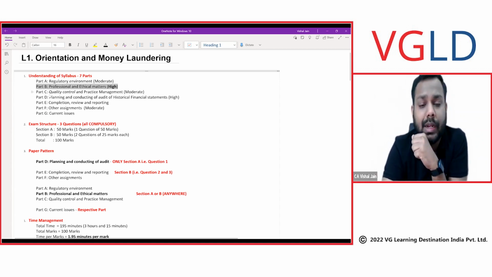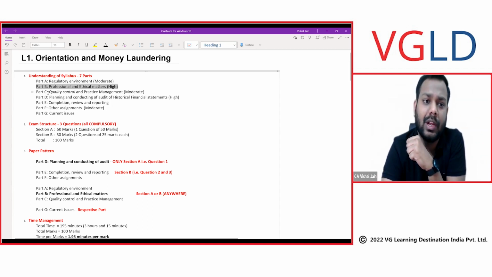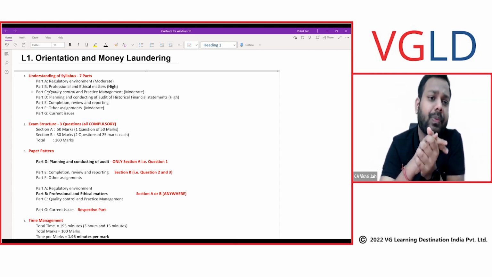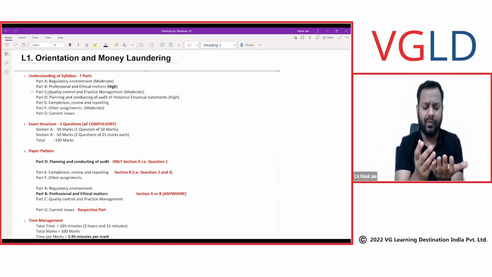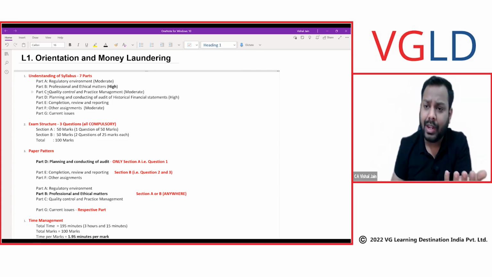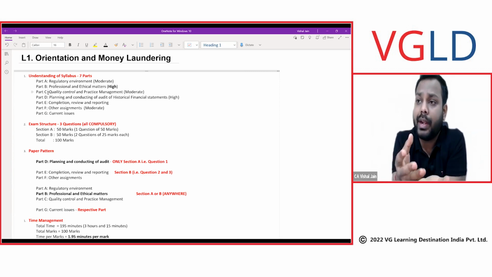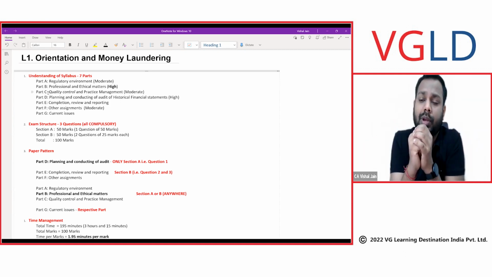Now comes quality control and practice management. Again, this is also of a moderate level, not too high, not too low. Here we will discuss the work which is already done by the audit team. Were there any control issues or were there any quality issues? We'll discuss those points here. Also, in practice management, we'll discuss.